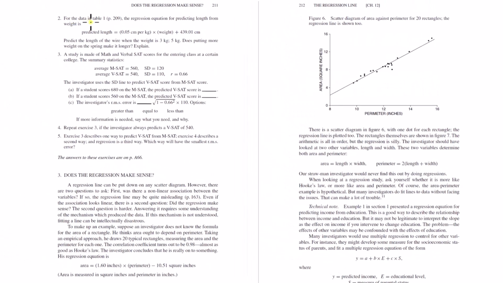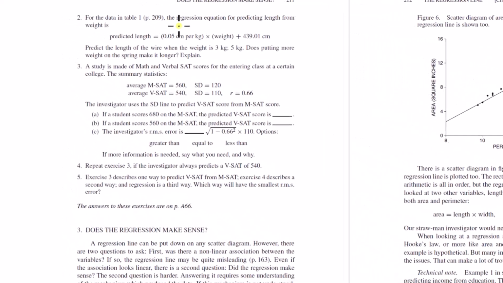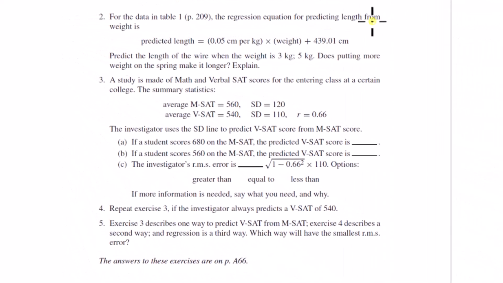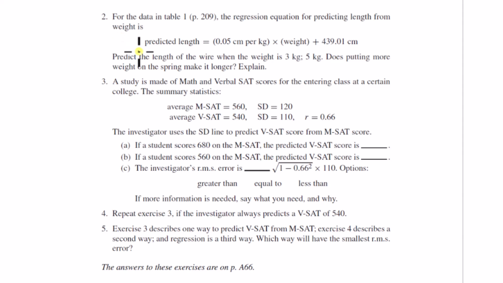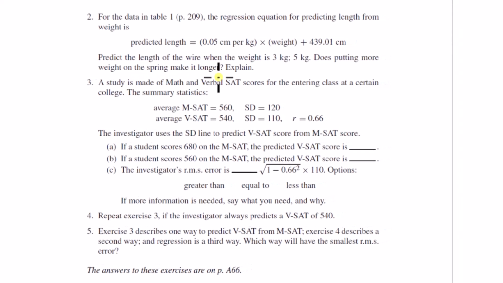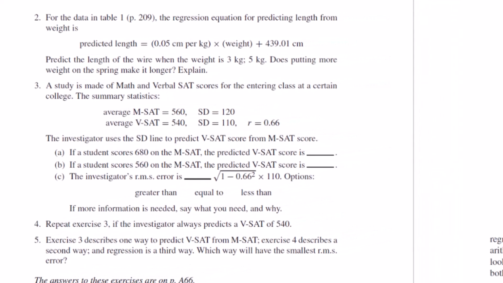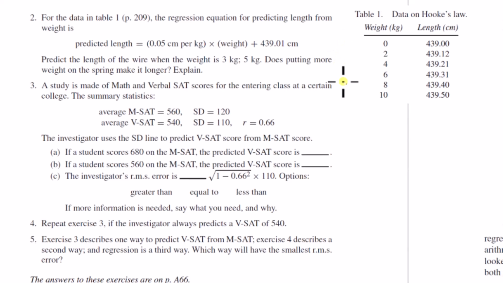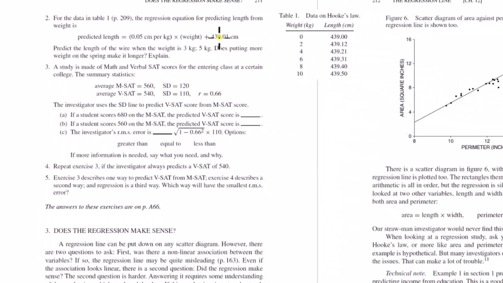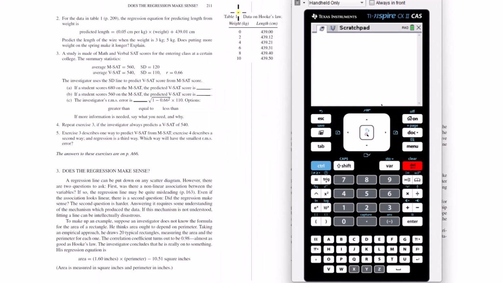For the data in Table 1 on page 209, the regression equation for predicting length from weight is shown here. Predict the length of the wire when the weight is 3 kilograms and 5 kilograms. Does putting more weight on the spring make it longer? Explain. Okay, so here's this Table 1. I don't think we're going to need it. And so there's the regression line equation for this data.